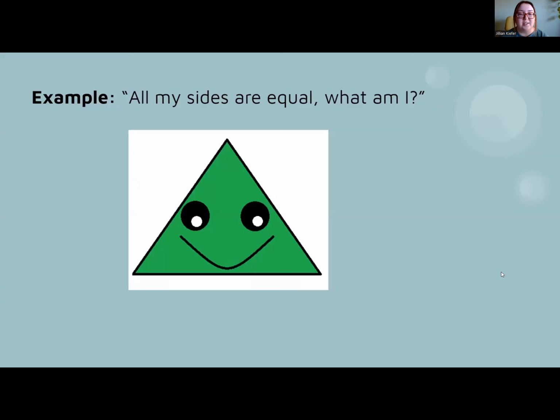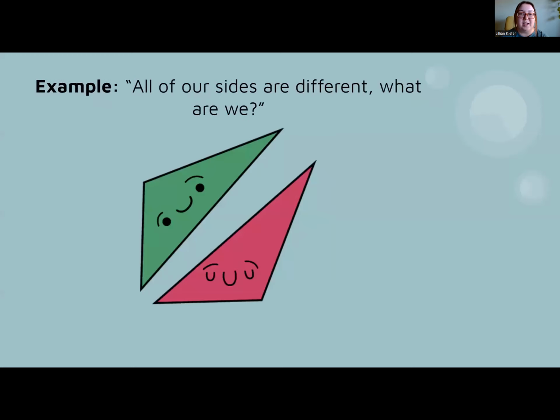All right, so we have this example. All of my sides are equal. What am I? This would be an equilateral triangle, because all the sides are equal. Then we have all of our sides are different. What are we? There are two of them now. All their sides are different, so they're scalene triangles, each side being a different length.